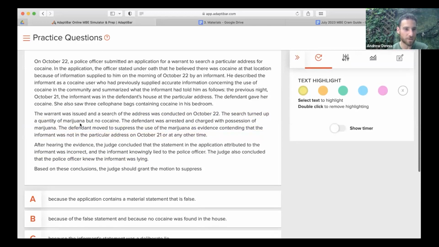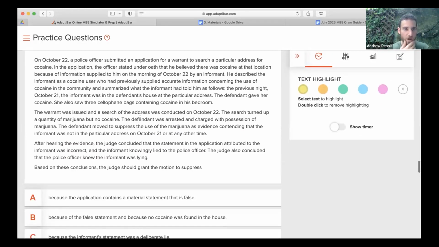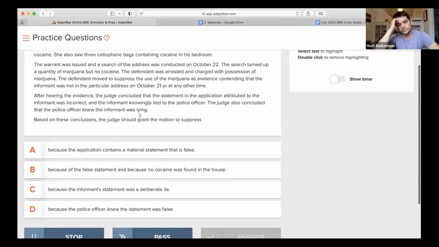All right. On October 22nd, a police officer submitted an application for a warrant to search a particular address. What are we asking for? Should the court grant these motions to suppress? So, a motion to suppress. This is based on whether the warrant was correct. All right, let's check it out.